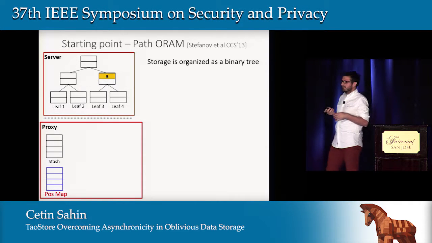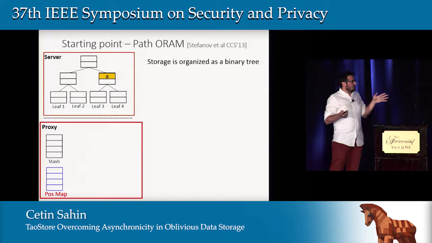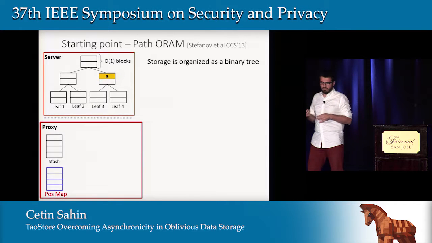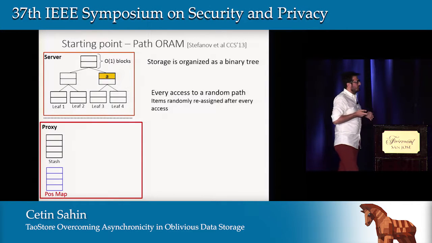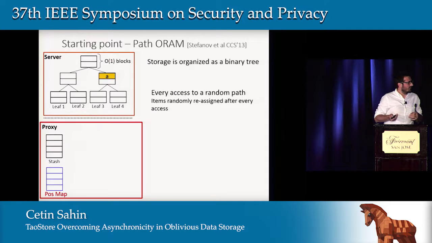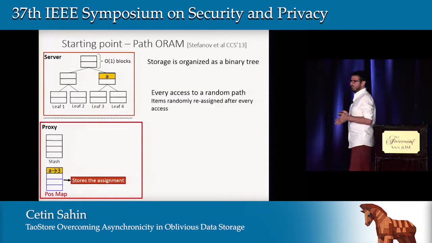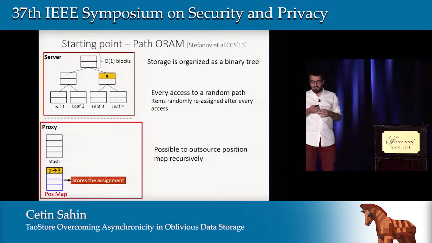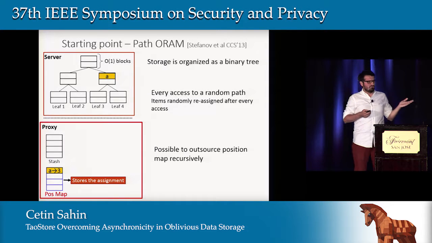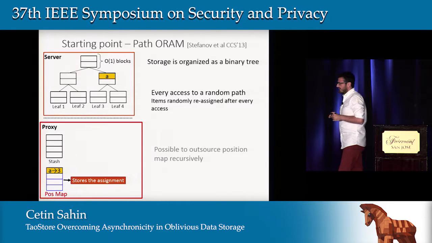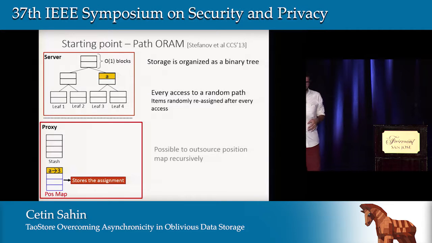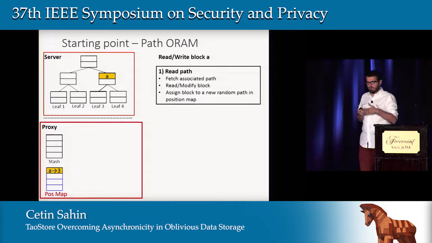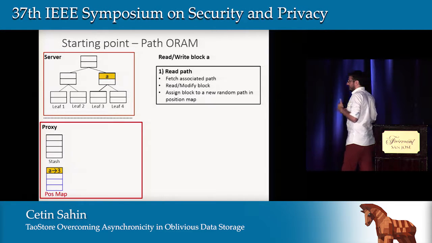This is a very popular tree-based ORAM construction. It organizes storage as a binary tree, and the nodes of the tree contain a constant number of blocks. Every access happens to a random path, and the items are randomly reassigned after every access. This assignment information is stored in the position map at the proxy. It is possible to outsource this position map recursively, but we are not going to consider this in our model. When we want to access a block using the tree-based ORAM scheme, it happens in three stages.